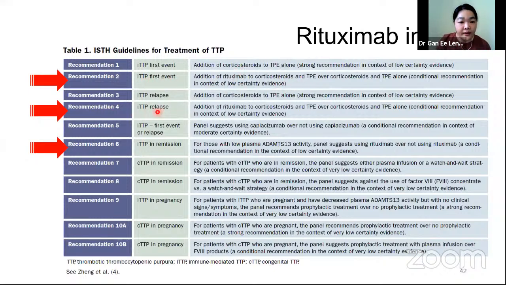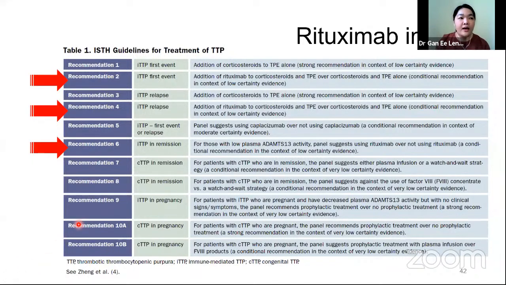Okay. What about relapse cases? They also recommend addition of rituximab to steroid and TPE. What if the TTP is in remission, but when we monitor the ADAMTS13 activity, it is low? The guidelines suggest rituximab as well. I didn't write down the dose of rituximab here. Conventionally, we use 375 milligram per meter square weekly, but there are papers on lower dose rituximab, 100 milligram weekly for 4 weeks. And the timing of giving rituximab is important as well.